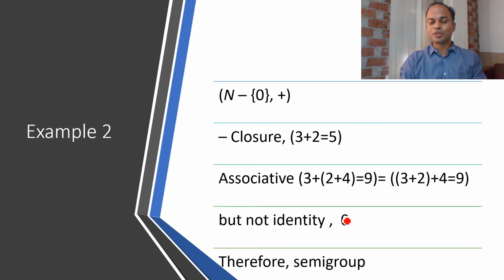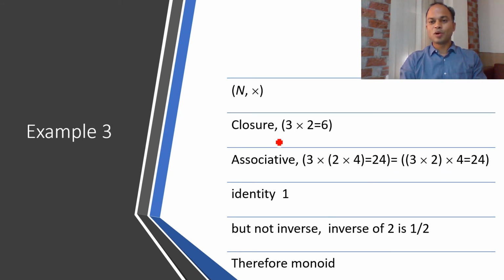Further, when we talk about the identity, the additive identity is 0. Therefore, 0 does not exist in natural numbers. We can say that the identity property is not true. We have here the closure and associative properties. Therefore, this algebraic structure supports a semi-group. When we talk about the third example, further here natural numbers are given and the operator is multiply.